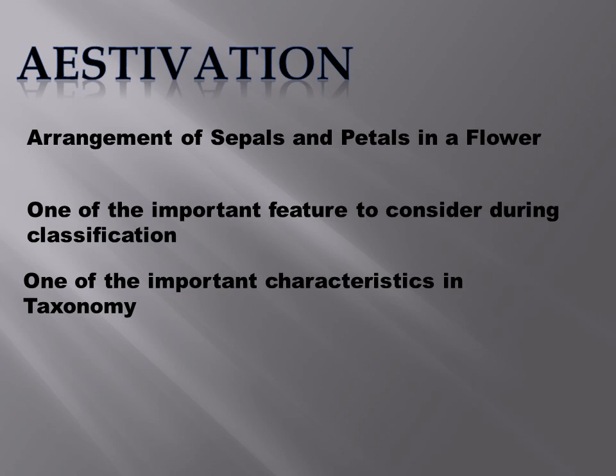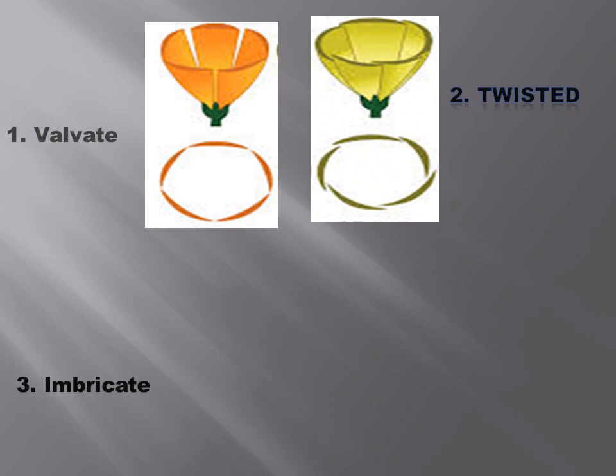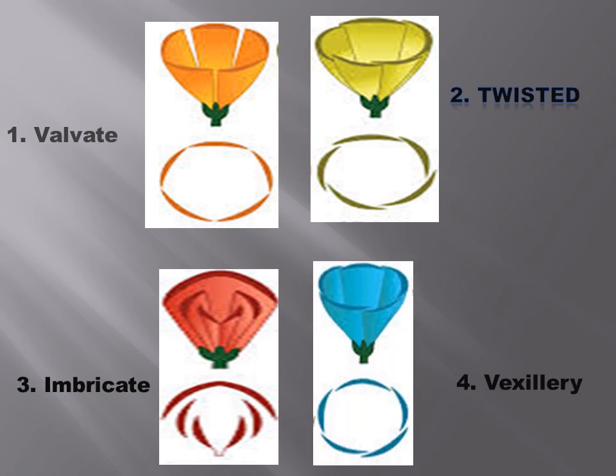So we can categorize or classify the plants or the flowers into different groups on the basis of the different types of estivation. There are four basic types of estivation. The first one is valvate. The second type is twisted. The third type is imbricate, and the fourth type is vexillary. In my next slides, I will explain all of these types one by one with examples.